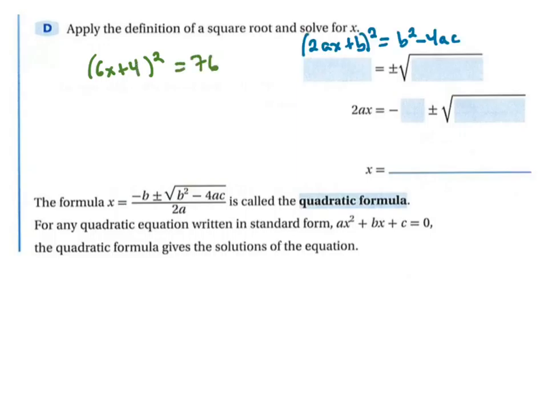I'm going to rewrite my equations. There we go. Okay, so this is the last part that we had. You can see it right above at part C. Okay, apply the definition of a square root and solve for x. So what's the square root of 2ax plus b squared? Well, that's 2ax plus b, right? Equals plus or minus, because we're taking the square root, this, b squared minus 4ac.